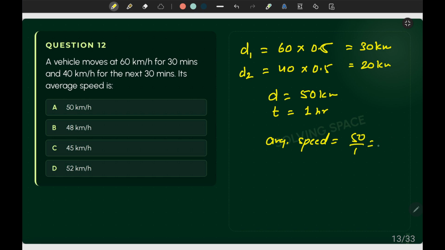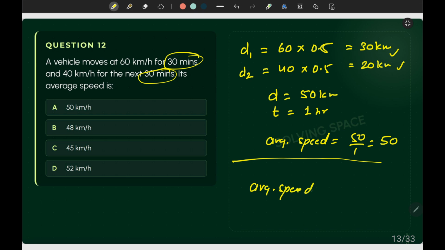In this case we calculated the different distances first, but if you know that in both cases the time is the same, then we can calculate the average speed directly as v1 plus v2 by 2, that is 60 plus 40 by 2, which is equal to 50. The answer is 50.